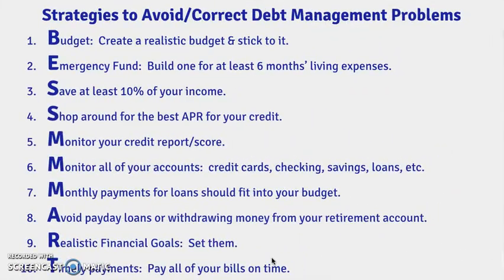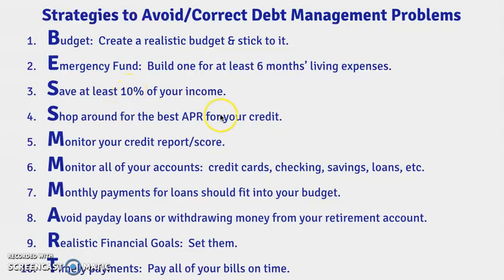Some strategies to avoid or correct debt management problems. Try to find an easy way for you to remember this. So I've got to be smart. So budget. Create a realistic budget and stick to it. Emergency fund. Build one for at least 6 months' living expenses. Save at least 10% of your income.